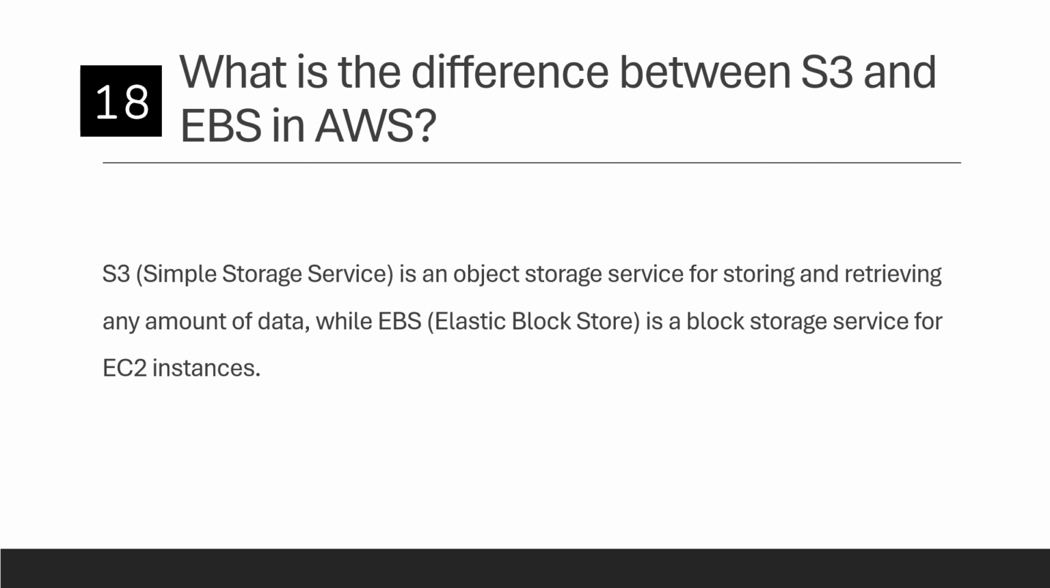What is the difference between S3 and EBS in AWS? S3, also known as Simple Storage Service, is an object storage service for storing and retrieving any amount of data, whereas EBS, also known as Elastic Block Store, is a block storage service for EC2 instances.